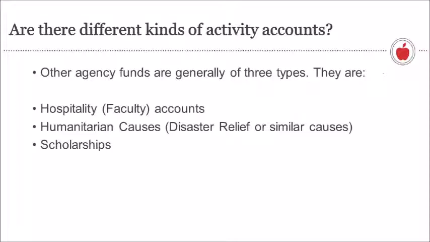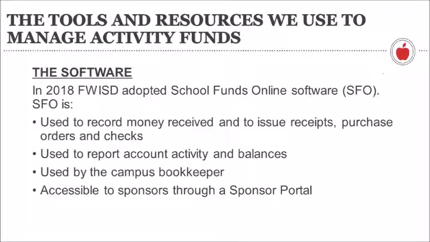Other agency funds are generally of 3 types. They are hospitality or faculty accounts, humanitarian causes, and scholarship. Let's talk about the tools and resources we use to manage activity funds.